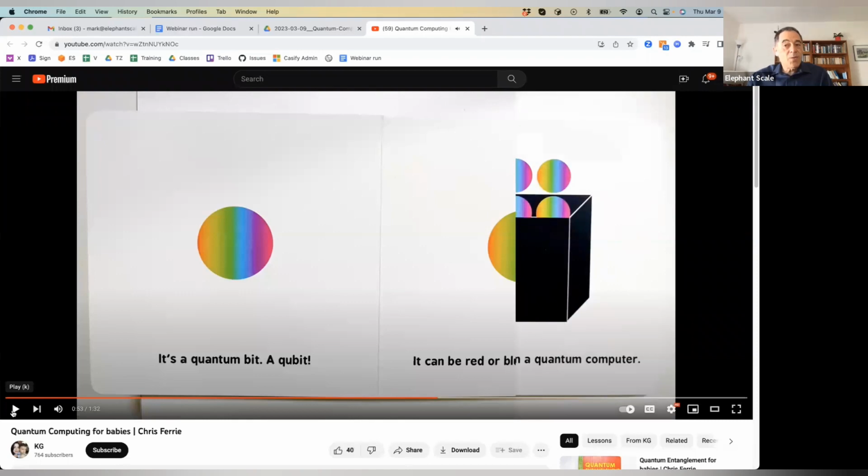Right, and you notice what they've done. They introduced the major concept of quantum bit, and they introduced it as a quantum bit can be anything at all.